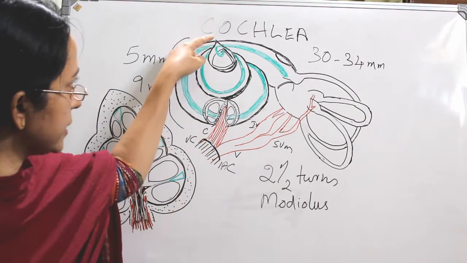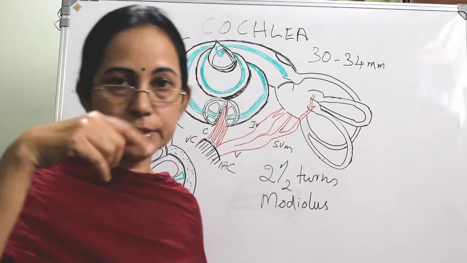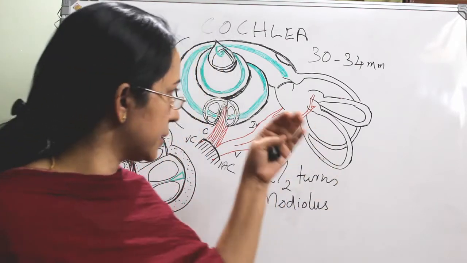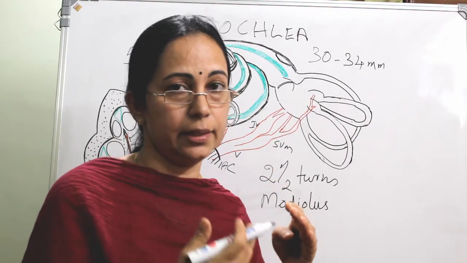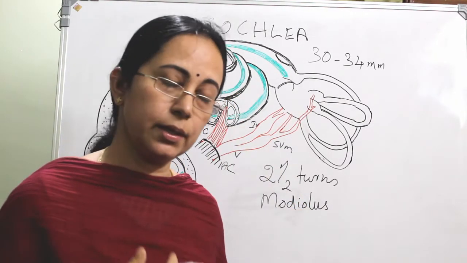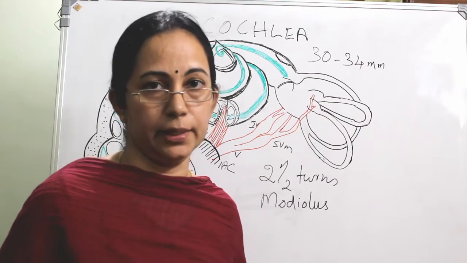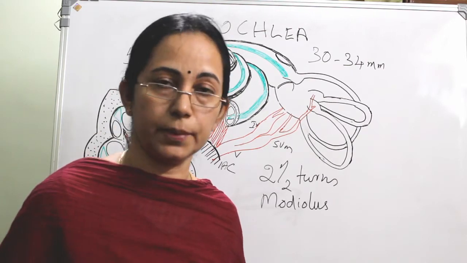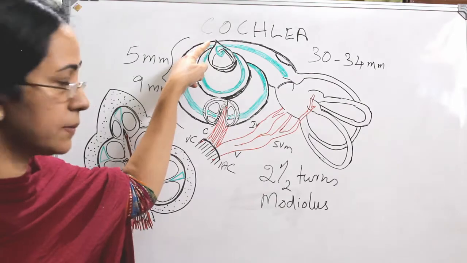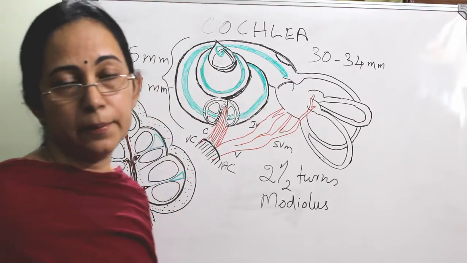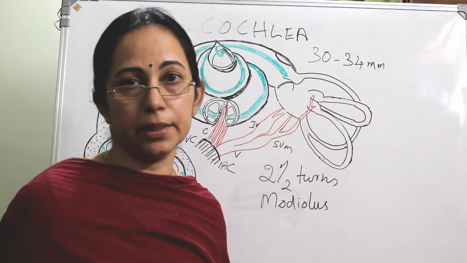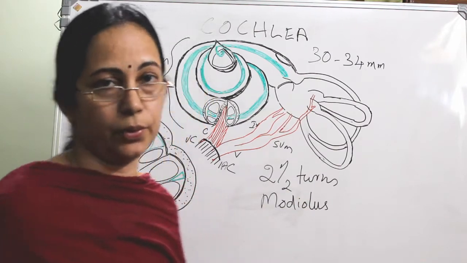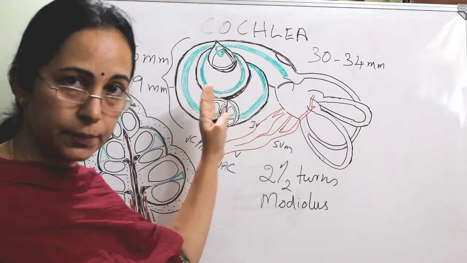Okay. And this apex of the cochlea is turned laterally, it projects into the medial wall of the middle ear. This apex comes in the upper part of the medial wall of the middle ear, and this basal turn forms the promontory. It's a bulge in the medial wall of the middle ear, that is a promontory. Okay, that much you know.